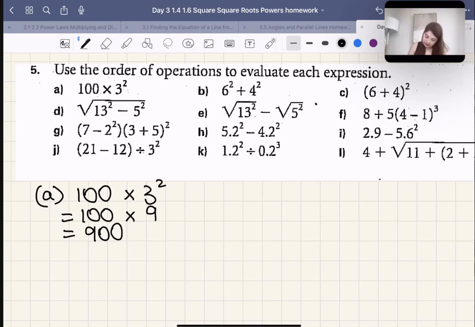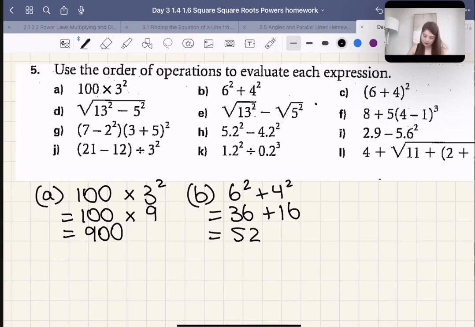Okay, let's do B, which says 6 squared plus 4 squared. So are there any brackets? No. Are there any exponents? Yes, there's 6 squared, which is 36, and 4 squared, which is 16. Is there any multiplication or division? No, there is not. Is there any addition or subtraction? Yes, there is. So we add these two together and we get 52.